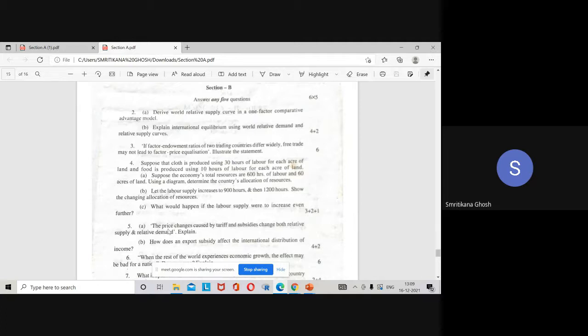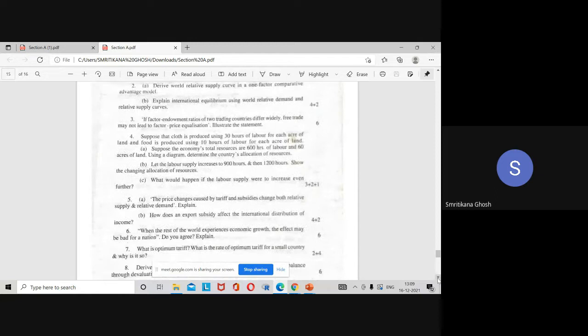Question 5. The price changes caused by tariff and subsidies change both relative supply and relative demand. Explain. How does an export subsidy affect international distribution of income? When the rest of the world experiences economic growth is discussed, what is optimum tariff is discussed, derived Marshall-Lerner condition is done, develop the national income model, no need.